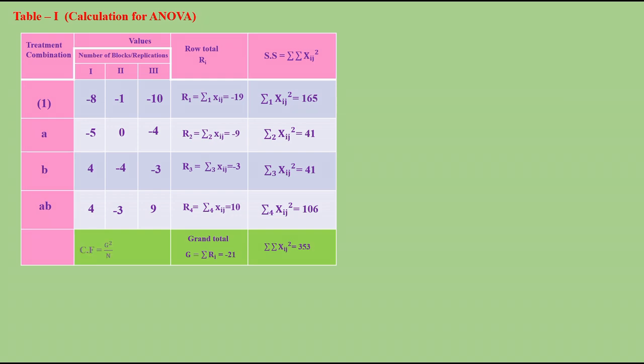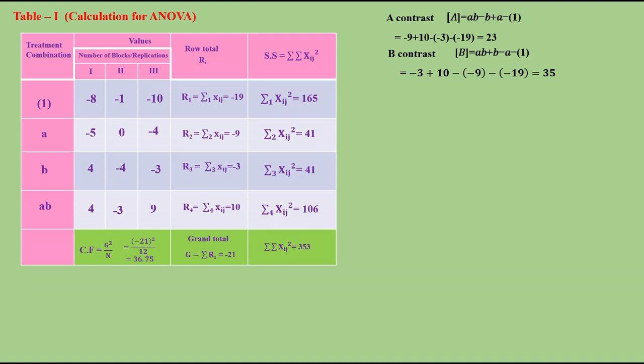First the contrasts. Before that, the correction factor G square by n is equal to 36.75. The A contrast formula is AB minus B plus A minus (1). Take the row totals corresponding to AB, B, A and (1), write the numbers here, and you will get the answer 23. For the B contrast, using the same row totals against (1), A, B, AB: minus 3 plus 10 minus 9 minus 19, that is equal to 35. Then the AB contrast is equal to 3.